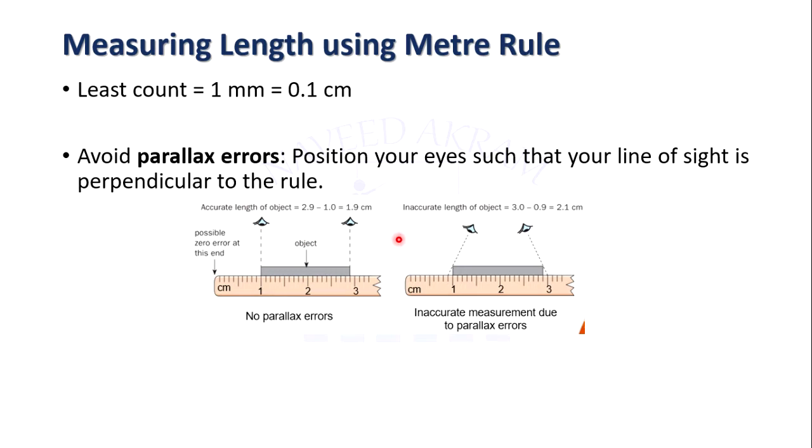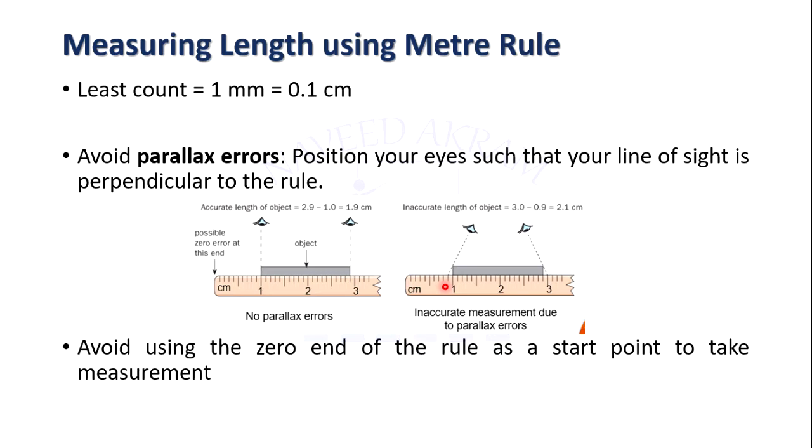If it is not at 90 degree like here, then the reading will be wrong. You can see if it is actually at 1, but if you see from this angle it will be 0.9. So you have to position your eyes so that your line of sight is perpendicular to the rule. That way you avoid the parallax error. Second is that you have to avoid using the zero end of the rule.